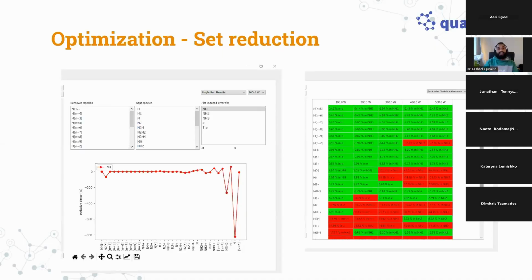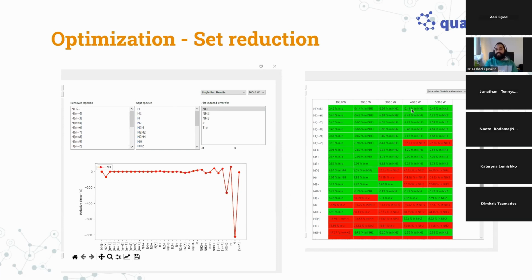The first optimization technique is referred to as set reduction. So the data set can be reduced as per the requirement. This window shows the removed species from the total set, and the window in the center shows the user can keep the species as required for the simulations, and the third window shows the error induced depending upon the species. For example, if you are considering only NH, this figure will show you the relative error induced while considering NH compared to the full data set.